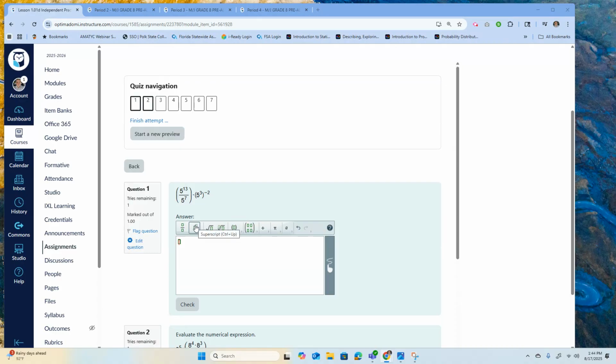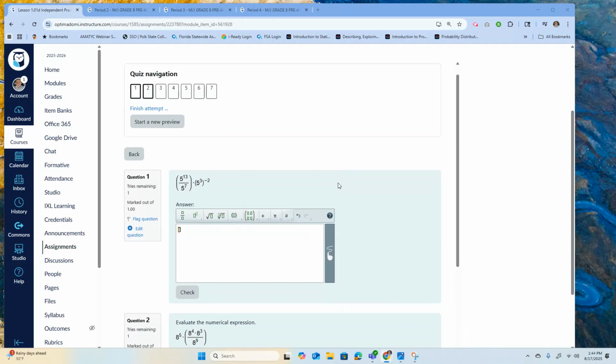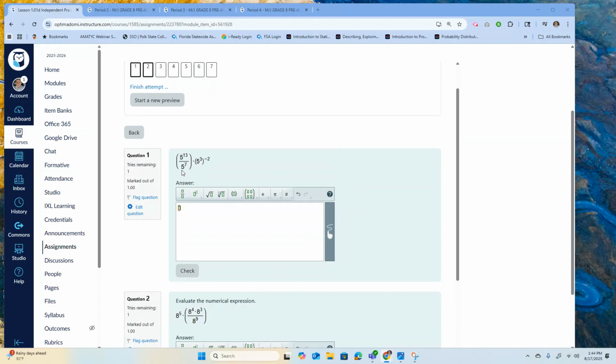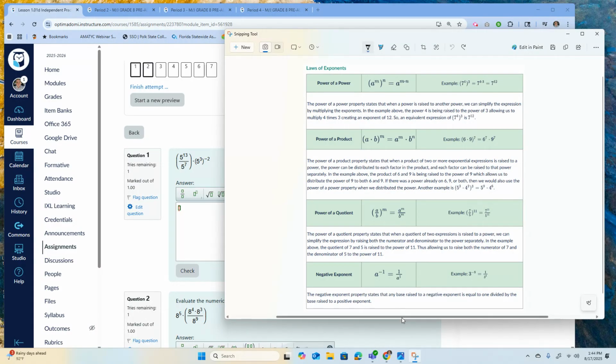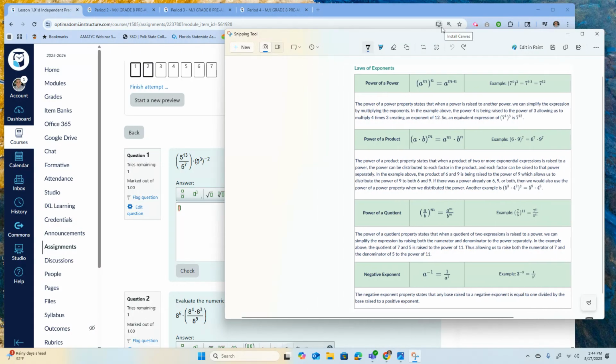Now, there are many ways you can work these exponential expressions. What I'm going to show you is the way I do it, which sometimes I think is the easiest way of doing it. Okay, so let me start with problem number 1, question 1. I'm going to write the problem on my little whiteboard here. We have parentheses 5 to the 13th power over 5 to the 7th power, close the parentheses, times parentheses 5 to the 3rd power, all of that raised to the negative 2nd power.